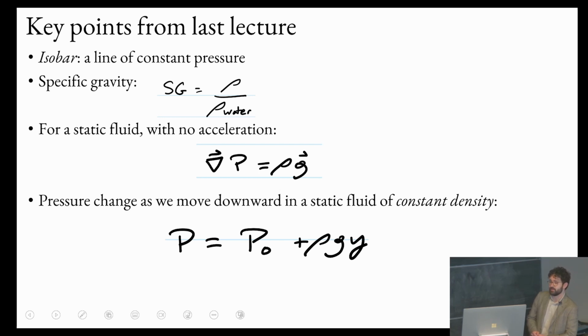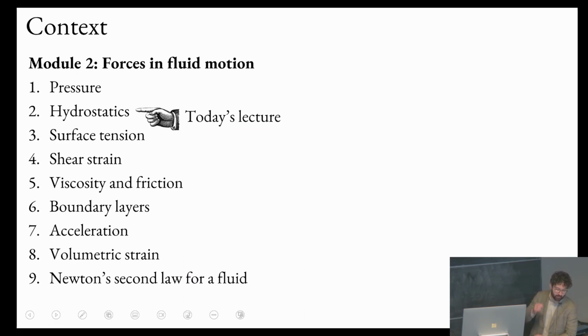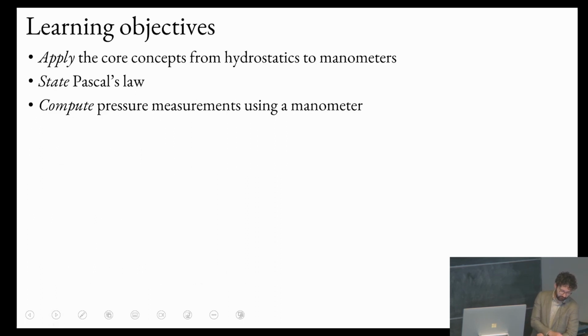So last lecture I said you can say P0 equals 0, and that'll give you gauge pressure. That's kind of assuming you have atmosphere at the top of your fluid. We'll have a better understanding of that today. Context again, this is all within hydrostatics still. So this lecture and the next lecture are still all going to be related to hydrostatics, and then we'll get into the rest of the forces later on in Module 2. So the concepts today are, we're going to apply the core concepts from hydrostatics to manometers, which are a pressure measurement device. We're going to define Pascal's law, and we're going to compute pressure measurements using a manometer.